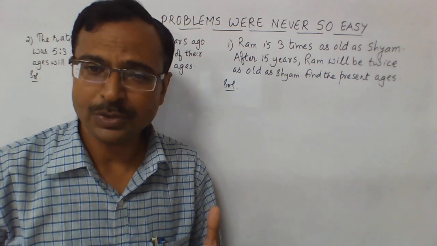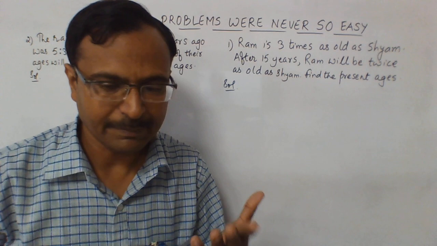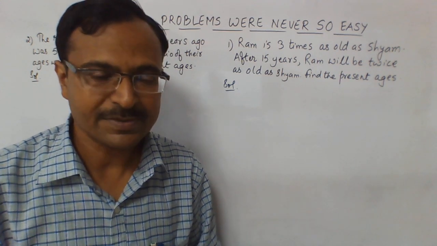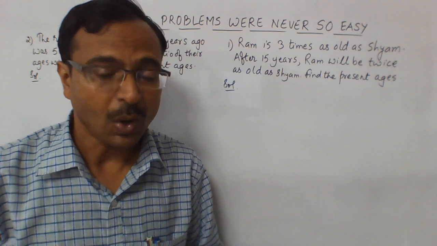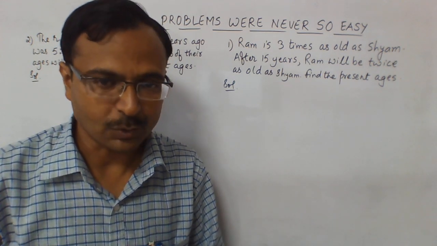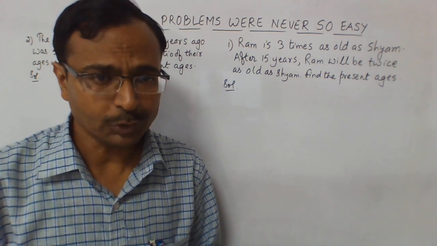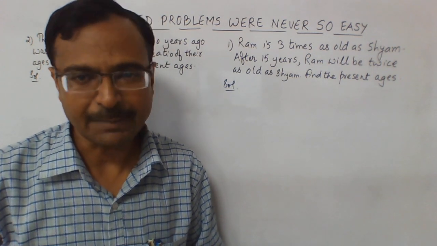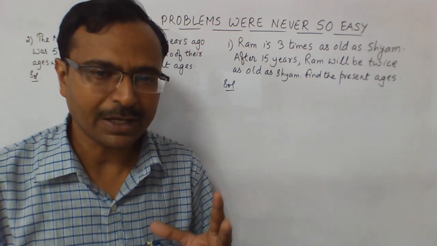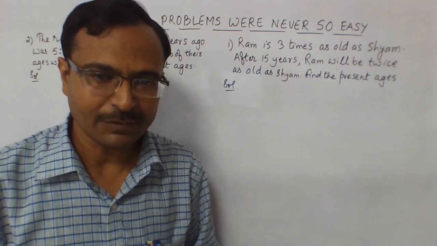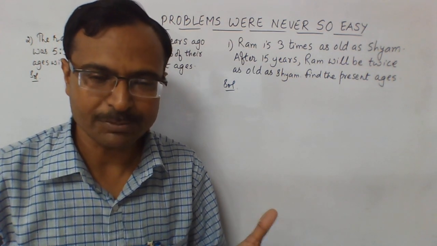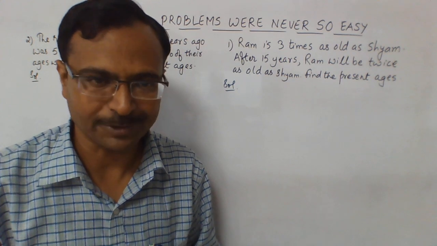In competitions, you cannot strive on the traditional methods, and these problems may come either in the chapter of linear equations in two variables or in the chapter of quadratic equations. Both can be a little tricky and time consuming. So I'm going to take up two problems of finding the ages, and let us see whether we can solve these problems through some kind of short trick or not.